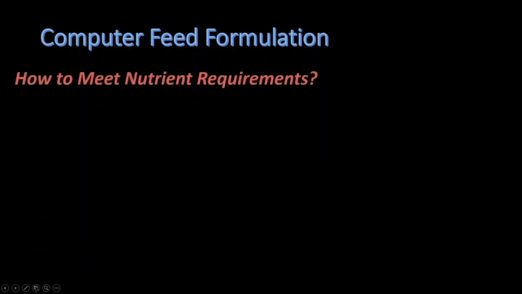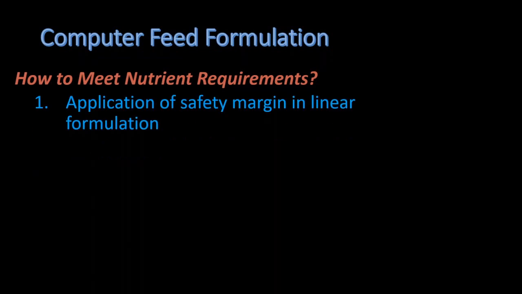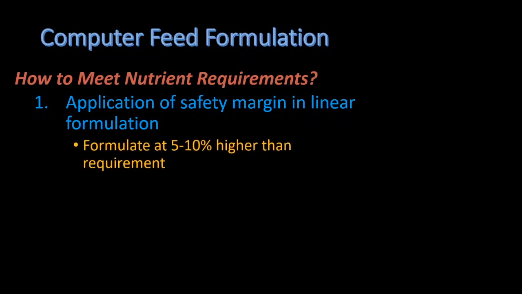So there are non-linear constraints that exist in the feed mixing problems that are not taken care of by these softwares. So then how can we meet nutrient requirements by using these computer softwares? Either we can go for the application of a safety margin in linear formulation. So we can formulate diet at 5 to 10% higher than the requirement, which we have already discussed in some other video. Okay, we can go for a safety margin. But again, that's not a satisfactory solution because from the quality control and economic point of view, this could not be a good solution.